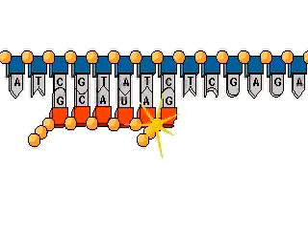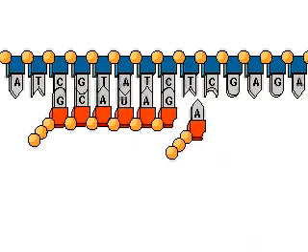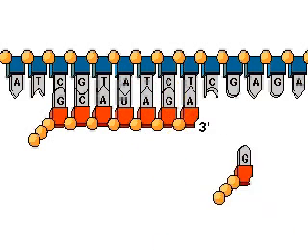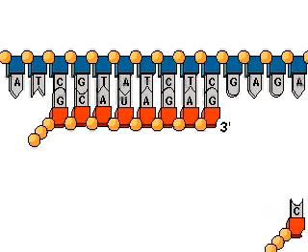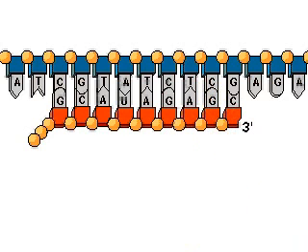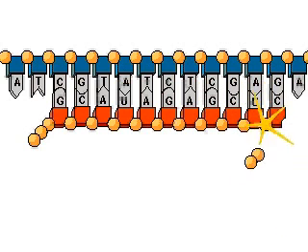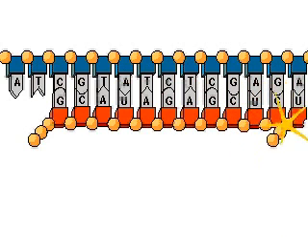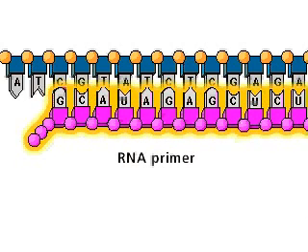G pairs with C, A pairs with T, C pairs with G. Since ribonucleotides are being added, U pairs with A. The new strand has a base sequence complementary to the parent strand, but consists of RNA. It is referred to as an RNA primer.